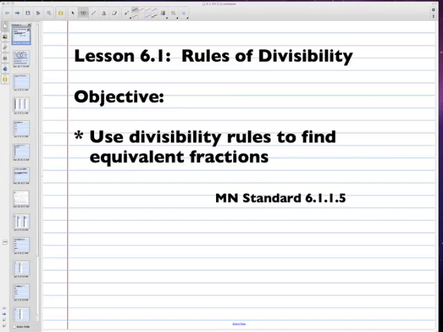Hi students, Mrs. Freeman here. Tonight's lesson, 6.1, Rules of Divisibility, begins our next unit. We will be using the rules of divisibility throughout other lessons. So tonight's lesson is pretty important because it lays the foundation for being able to make equivalent fractions or reduced fractions. So our objective is use divisibility rules to find equivalent fractions.